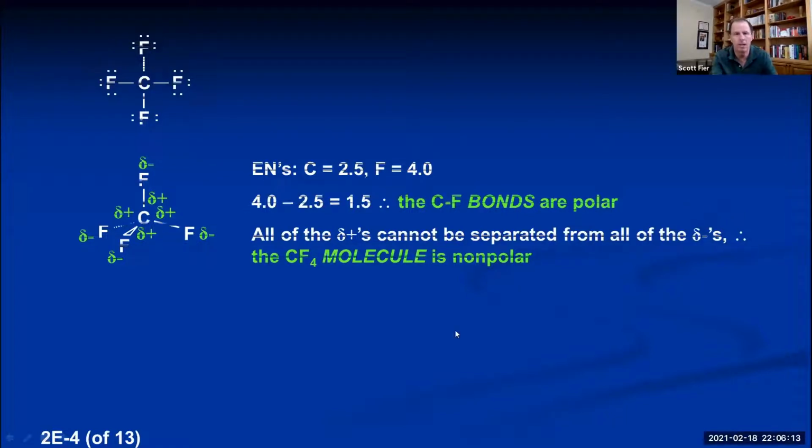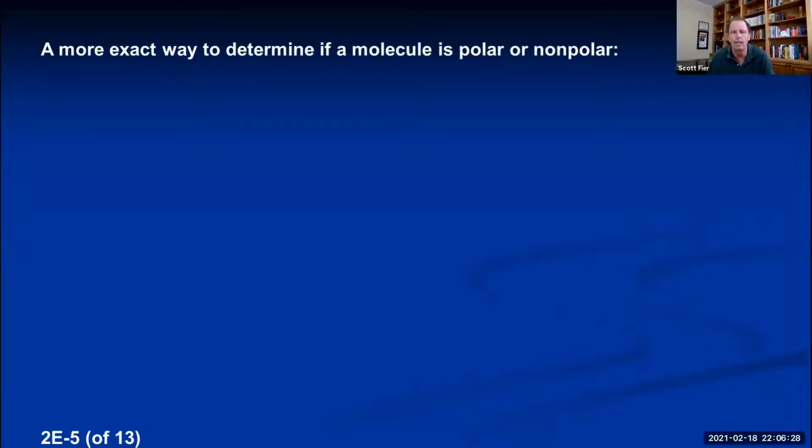Good, excellent, okay. So that's a lovely technique, but unfortunately it doesn't always work. I find it so satisfying. You can see the positive half and the negative half. Who wouldn't love that? But there are instances where it doesn't work, so we have to learn a more exact way to determine if molecules are polar or nonpolar. And this more exact way uses a concept known as vectors.